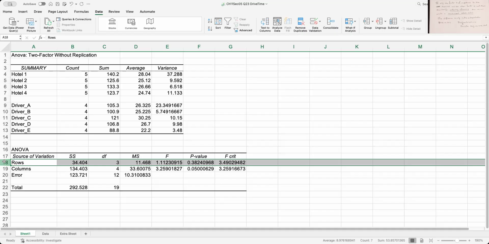There's no huge difference between the hotels based on their driving time, because the rows represent the hotels. Your choice of hotel does not affect your drive time. They're all effectively the same time away from the airport.